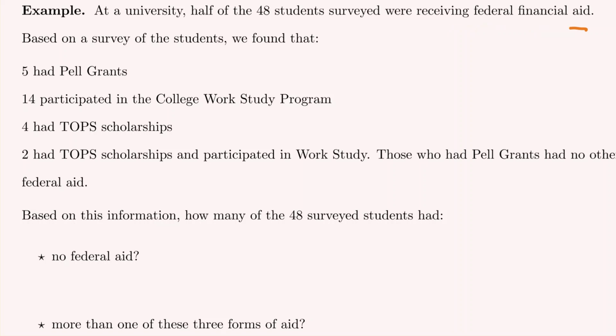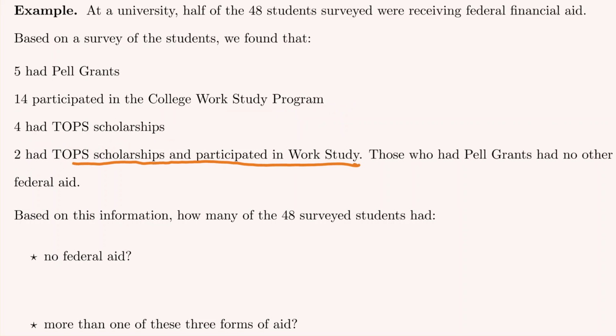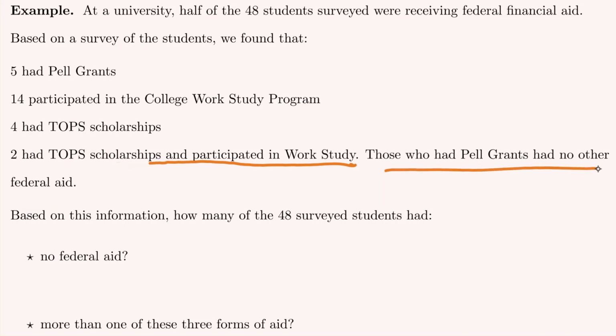The results from the survey found that 5 had Pell Grants, 14 participated in the college work-study program, 4 had TOPS scholarships, 2 had a TOPS scholarship and participated in the work-study, and then we have the additional information that those who had Pell Grants had no other federal aid.